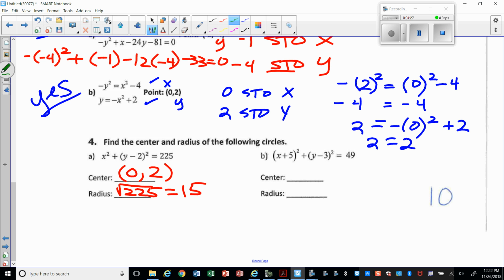Now I'm looking at this one to get the center. I look at how it shifted horizontally. It went to the left. Remember, inside here it's the opposite. So it went left, so that would be -5 for the center. Looking at this set of parentheses here, the y's were shifted, and it's the opposite, so it would be +3. The y's actually went up 3. It's the value that's going to make that equal to 0. And then the radius is going to be the square root of 49, which is 7.